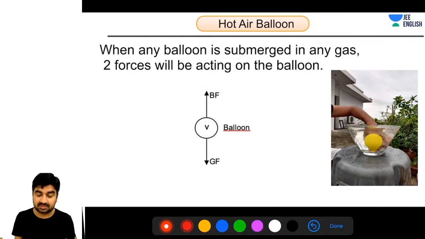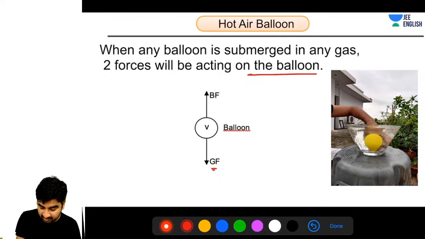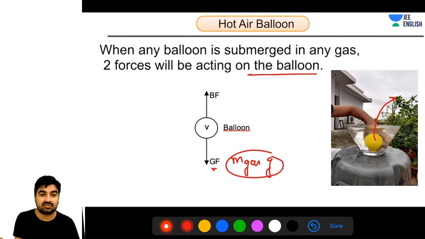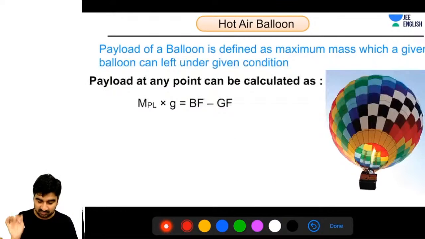So when any balloon is submerged in any fluid, two forces act on the balloon. One is the upward buoyancy force, and the other is the gravitational force. The gravitational force will be the mass into g. And what is the buoyancy force? I have to tell it. If the buoyancy force is greater than the gravitational force, then it will come out of the water. But if the gravitational force is greater than the buoyancy force, then it will sink. So why is the balloon coming out and why is the stone sinking? Now I am going to give you the answer.